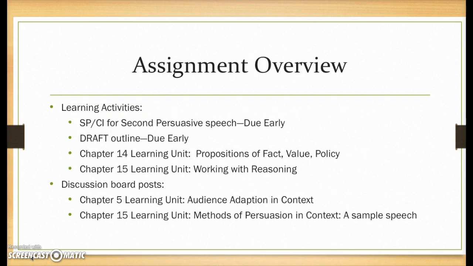Assignment overview for this module. Your learning activities include the specific purpose and central idea for the second persuasive speech. Again, you know that that's due early on Wednesday. Your draft outline, which is due early by Friday.